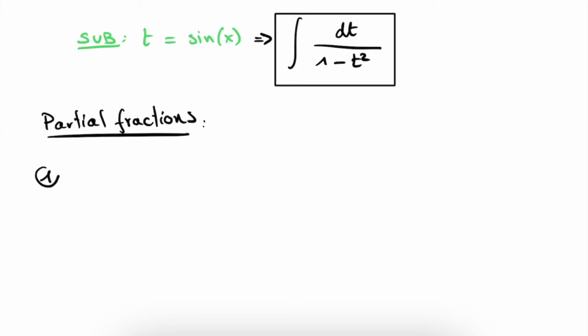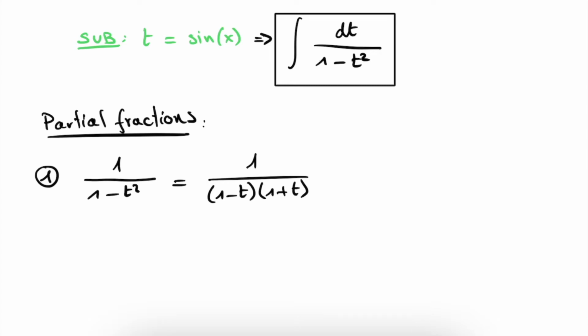The first step of partial fractions is to rewrite the denominator of our fraction. In this case, this is very easily done. We simply rewrite it as 1 minus t times 1 plus t. And the entire idea behind the method of partial fractions is to write the original fraction with a product in the denominator as the sum of two fractions where each denominator is one term of our original product.